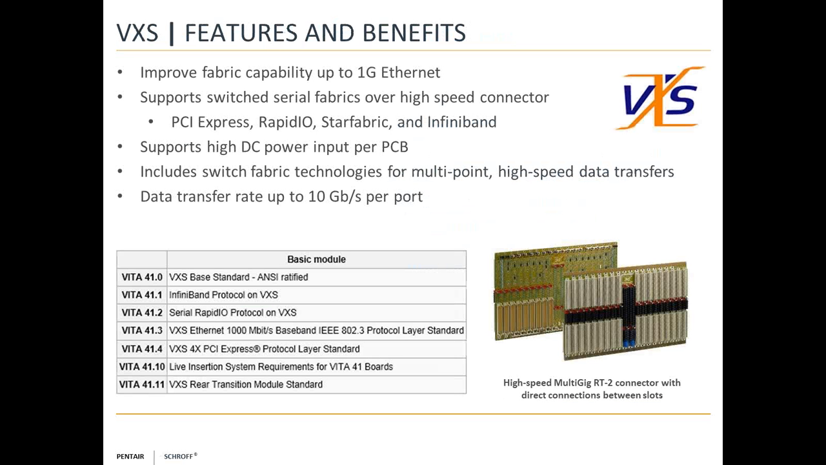Next, we have the VXS, which stands for VMEbus Switched Serial. Some key features of VXS include improved fabric capabilities up to 1 gigabit Ethernet. It supports switched serial fabrics over a high-speed connector, including PCI Express, RapidIO, StarFabric, and InfiniBand. It includes switched fabric technologies for multipoint high-speed data transfers up to 10 gigabits per second. And it is unfortunately limited to the 6U form factor.